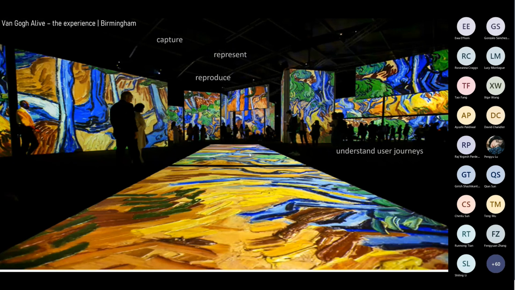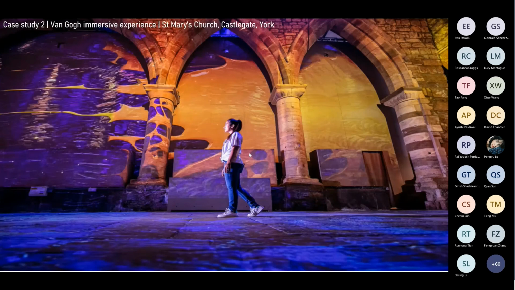This is another case study, the same immersive experience in York. St. Mary's Church building envelope is hosting the same exhibition, and we can see how important the architectural environment is in changing this experience. We can see a massive change from the Birmingham Hippodrome. And as you can see, people are a part of the exhibition, so we can see the video from that.